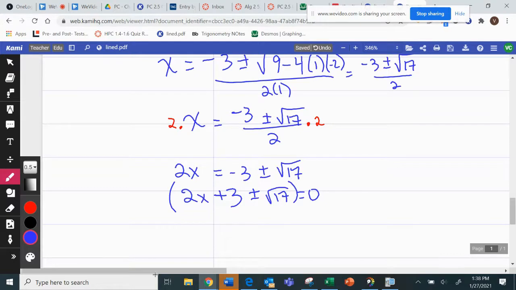If we didn't get rid of the fractions, then we could have x, and we're going to move this stuff over. It's going to become plus 3 plus or minus square root 17 over 2. But we will write those separately when we write them in factored form. Right now I have them together, but in factored form, they will be written separately. Okay?